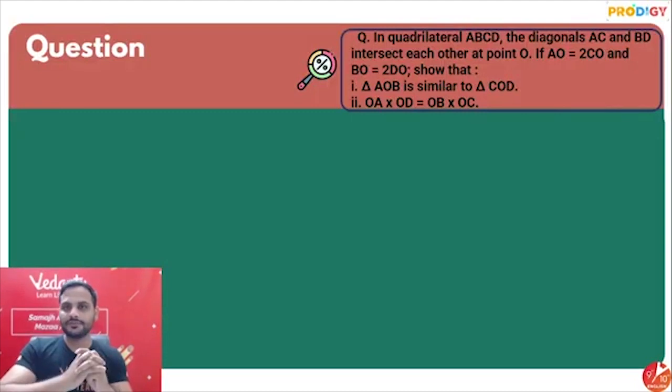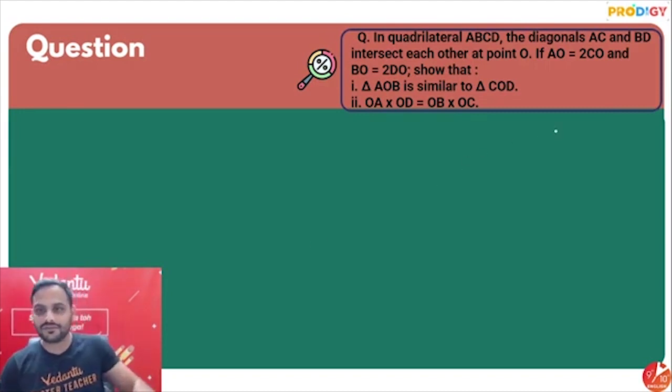Very good question. It is, in quadrilateral ABCD, diagonal AC and BD intersect each other at point O. If AO is twice of CO and BO is twice of DO, show that triangle AOB is similar to triangle COD and OA into OD is equal to OB into OC. So obviously we'll draw a diagram, guys. All right, let's say this is a quadrilateral ABCD.